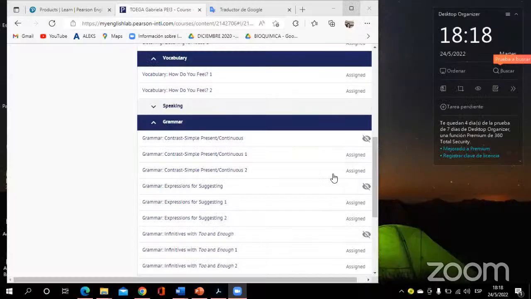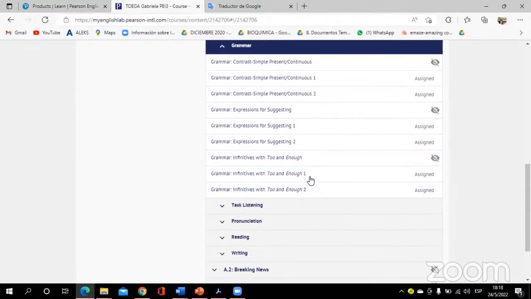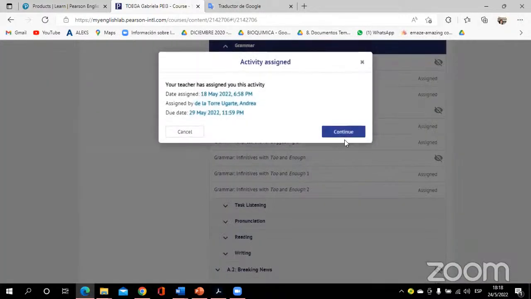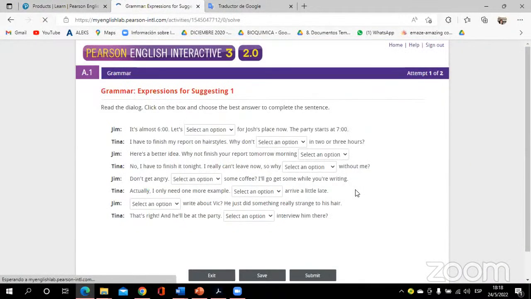When you get in, please share me your screen. Expressions for suggesting. Yes, that first one, expressions for suggesting one. The one, yes, that. So let's choose the correct answer.